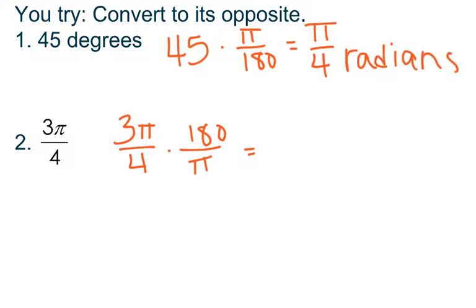And then the next one, the pi's cancel out, and then all I have to do is 3 times 180 divided by 4. And I got 135 degrees. Alright, so hopefully that makes sense.